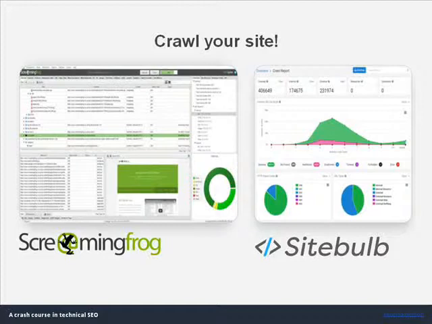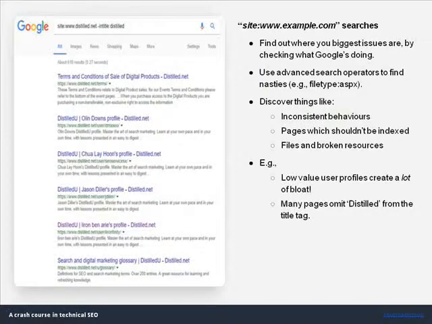Where are my canonical tags broken? Where are there pages that I thought were important that Google can't get to? It will flag all of that straight off the cuff, and then you can work through those fairly iteratively. It's all fairly well documented. They will give you examples of the kinds of things that you need to look at. But yeah, have a play with Siteblob. Very new, very interesting, a slightly different take on things.